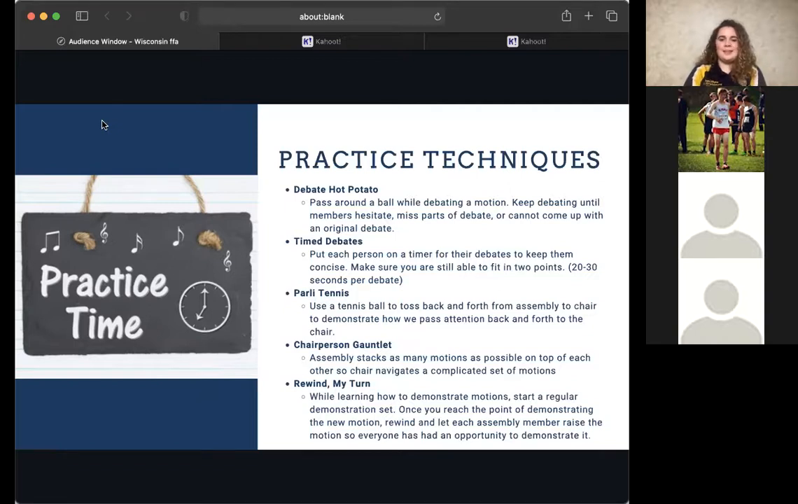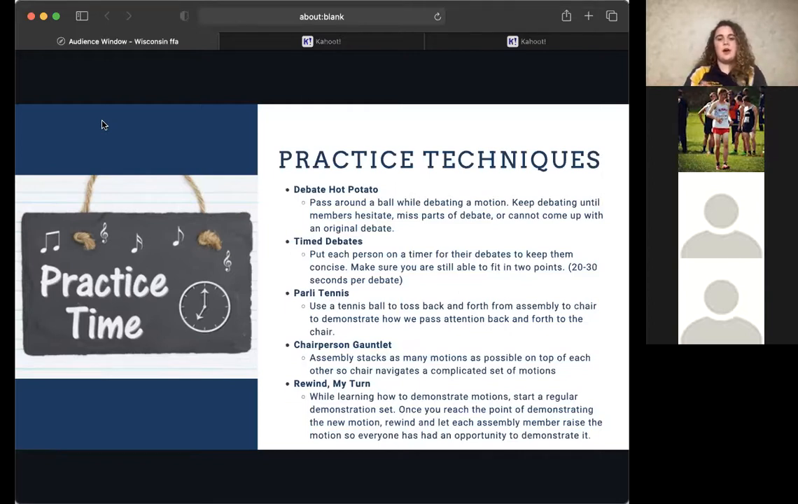The next and last one is called Rewind My Turn. When we're introducing new motions that we might not be familiar with, like call for the previous question or lay on the table, whoever has that motion during the set, if you're going through like a normal competition set, once they reach the point where they demonstrate that motion, you simply stop and then let each person on your team go through what it's like to demonstrate that motion.